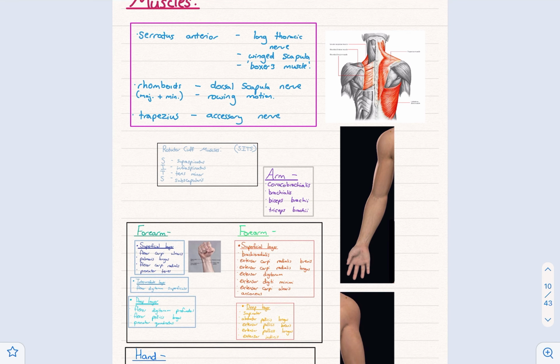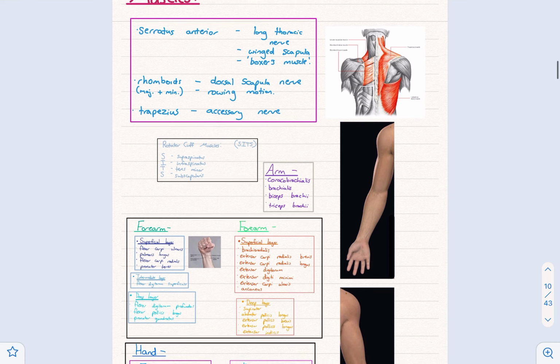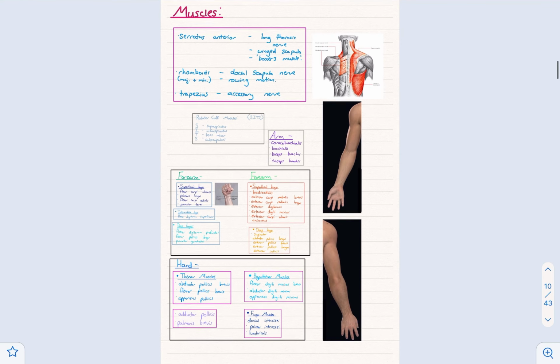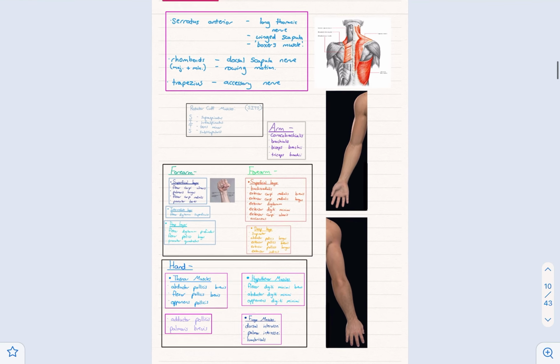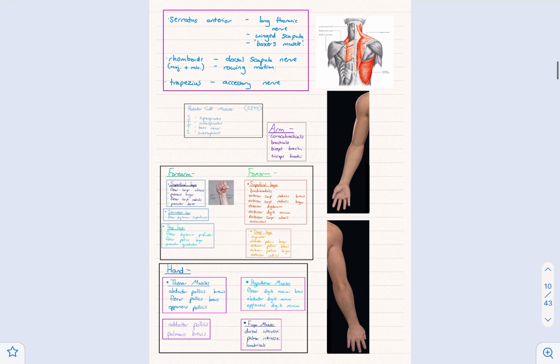Okay, let's go on to muscles. I've tried to create a bit of a cheat sheet here with pretty much all of the muscles of the arm, forearm and hand that you need to know. I haven't spent that much time on the back. In terms of the back, the best way is to just go to the lecture slides. Actually, for all of the muscles, just go to the lecture slides.